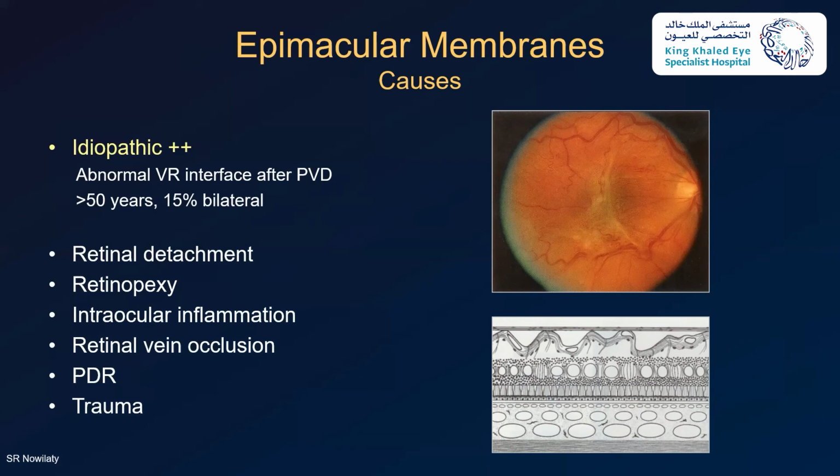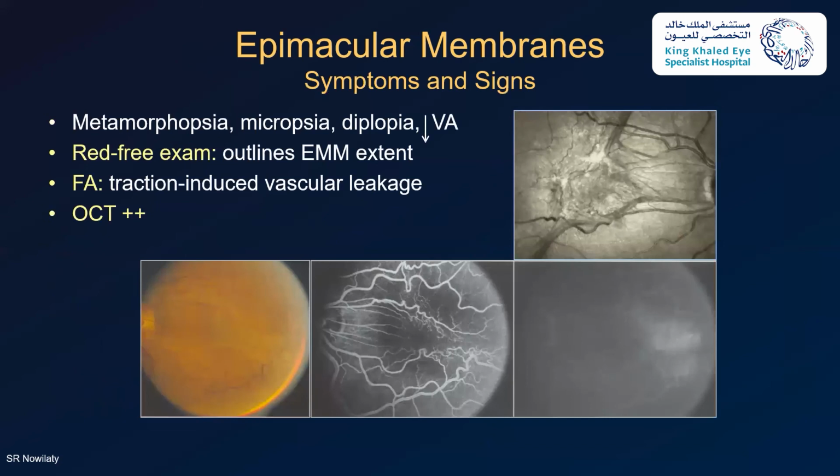Proliferative diabetic retinopathy, not just epiretinal membranes, but actually full fibrovascular proliferations can grow on the surface of the retina, and trauma. So all these are causes of epimacular membranes. What are the symptoms? Well, it depends on how much the membrane is pulling on the retina and how much distortion it is creating, and whether the distortion is also creating any intraretinal edema.